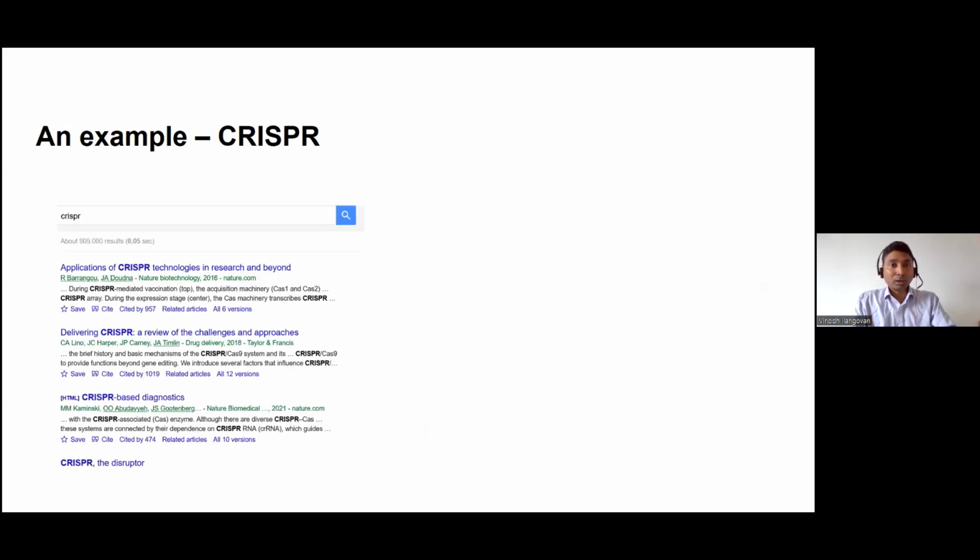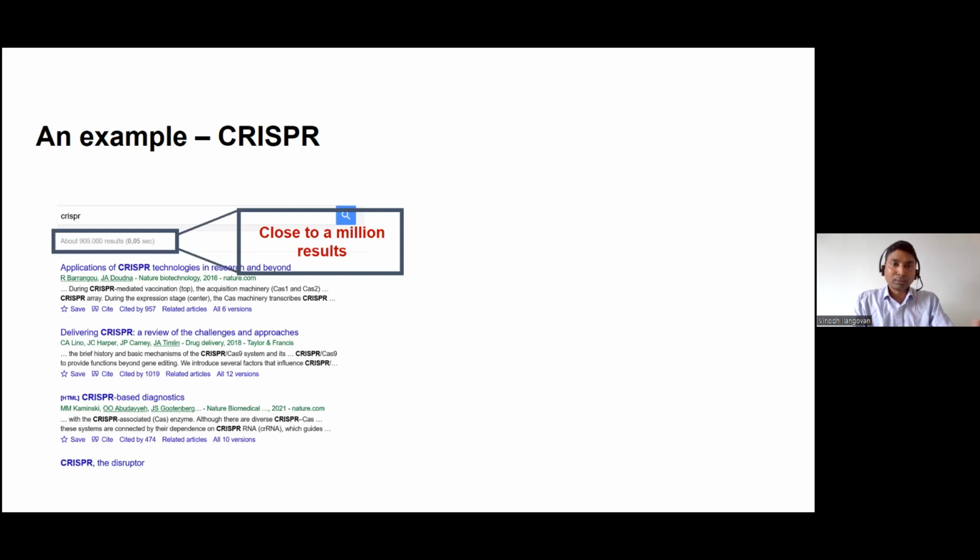Can we actually fix all of this? You could use digital technologies and try to search. I'm using an example here because I have a background in biology, and CRISPR is a technology used to edit genomes. If I search CRISPR on Google Scholar, this is a screenshot of the results I get. It's close to 1 million results, but it's all documents after documents after documents.